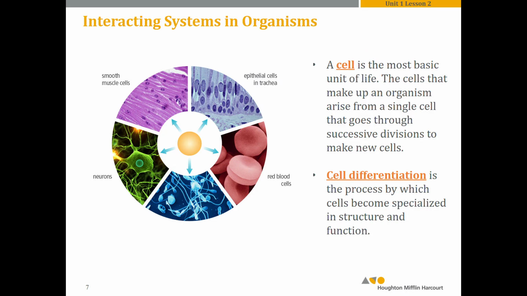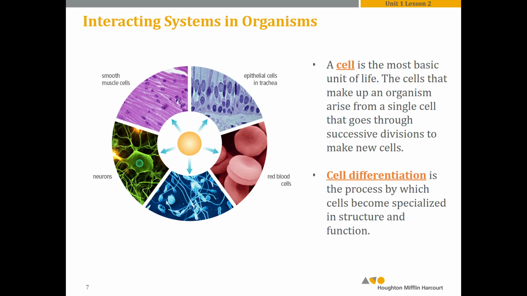The lowest level of biological organization is the cell. Cell is the basic unit of life. Different cells perform different functions, and these cells combine to make tissues, further organs, organ systems, and organisms.